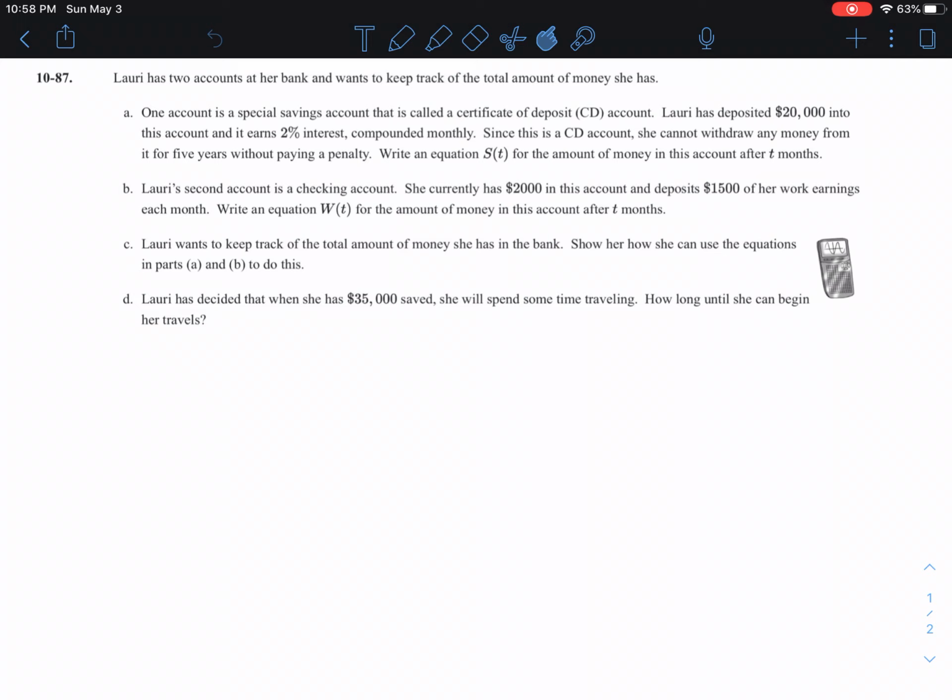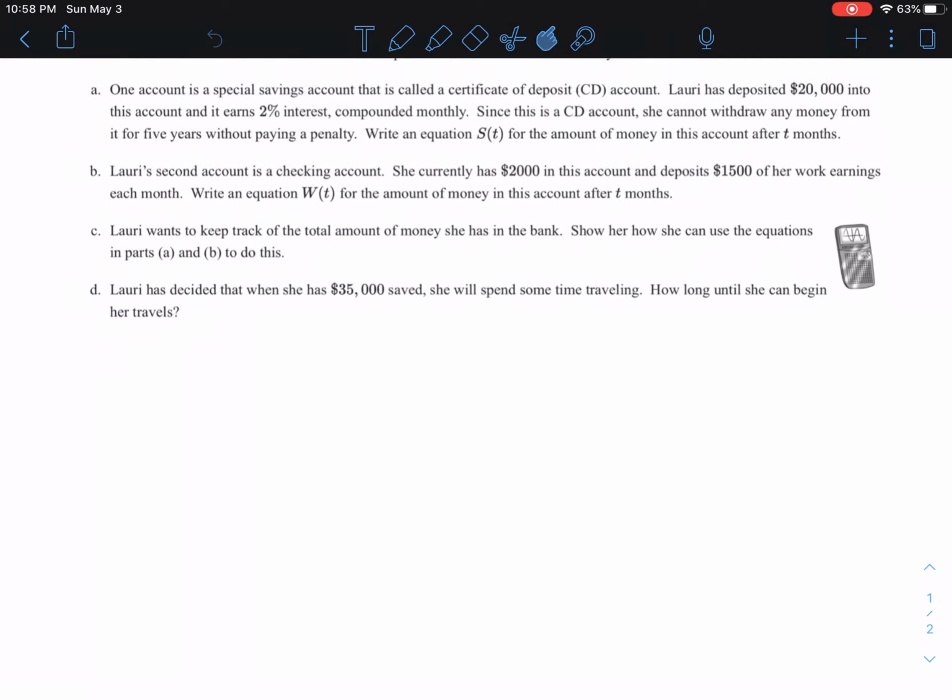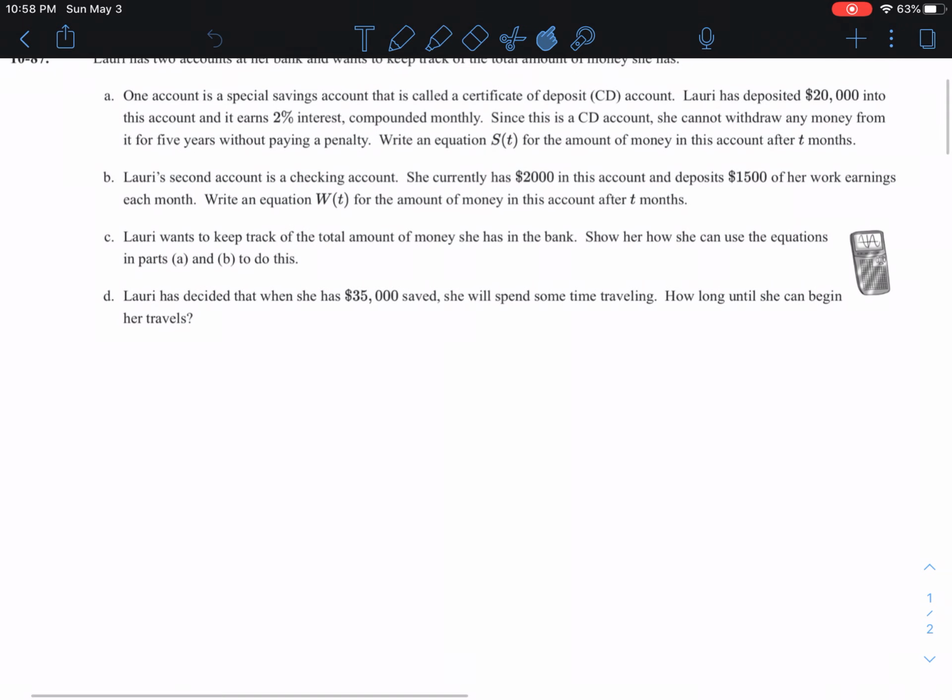Now, when things are compounded monthly, the 2% is still based on 2% for the year. So when we compound it monthly, the equation is going to be a little bit different here. I'm going to start with A before we look at B, C, and D. When we get to D, it's going to be kind of a lame way to solve this whole thing. We're just going to keep plugging in numbers to see what we get until we get to about how much. But let's start with A. This is your standard compound interest, except that it's compounded monthly. I'm going to show you what we're going to do with that.